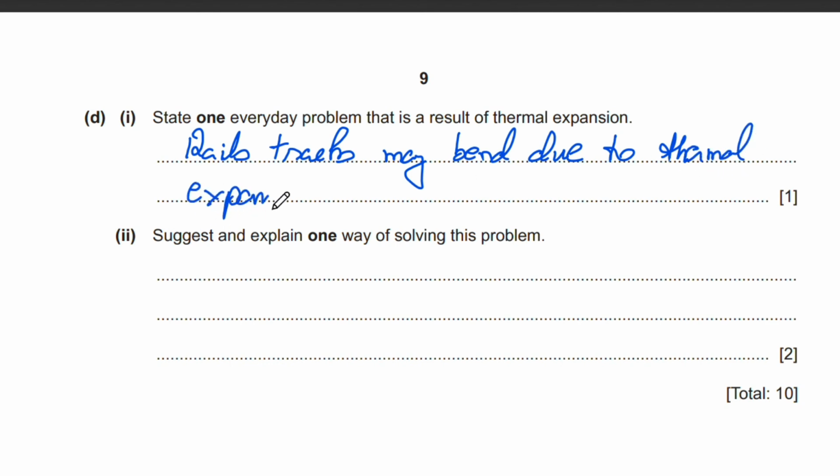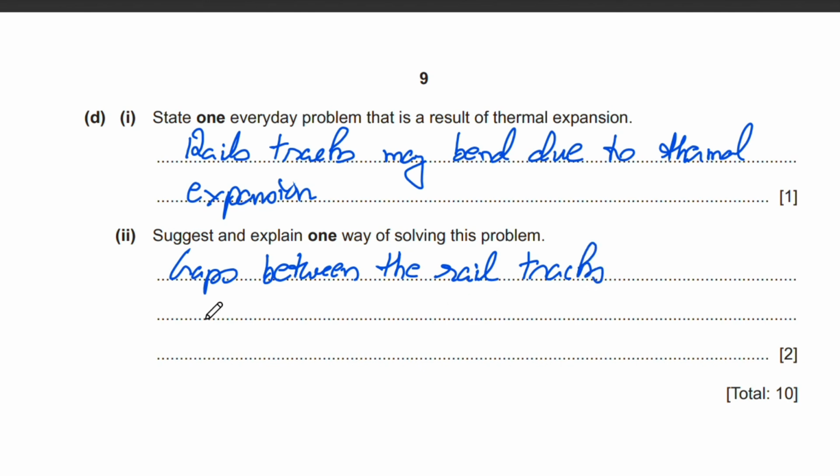Suggest and explain one way of solving this problem. So basically the gaps between the rail tracks are left for the expansion of the railway tracks, especially during summers. So these gaps actually allow them to expand. So gaps between the rail tracks are left for the expansion of rail tracks.